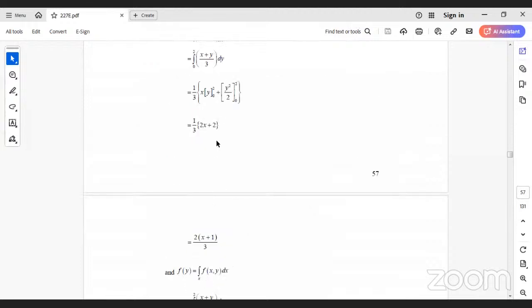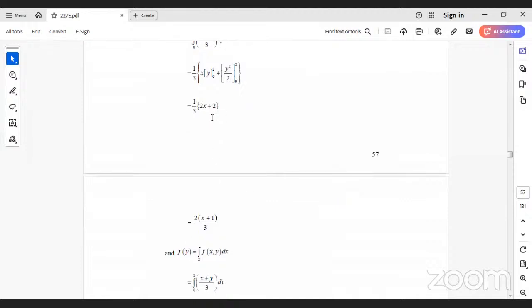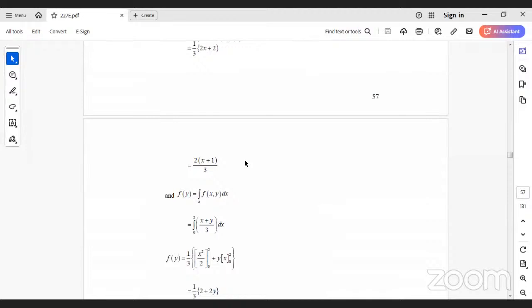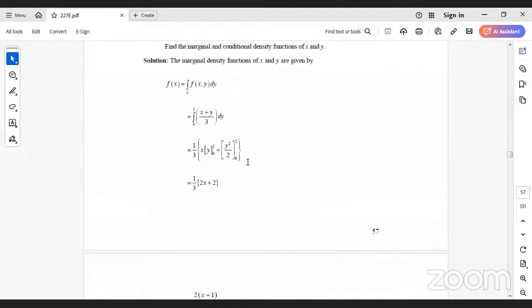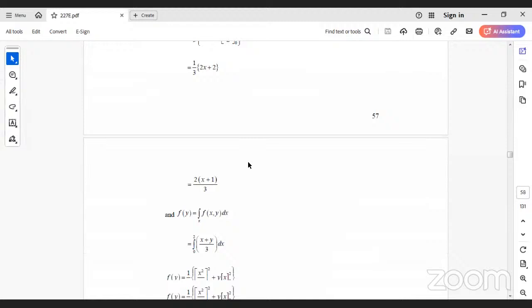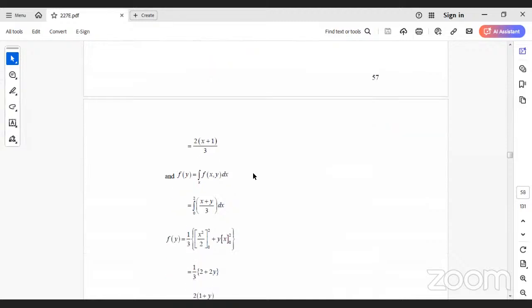Again, we are taking the common 2 out: 2(x + 1)/3. So x plus 1, we are taking the tail. Again, we are taking f of y, that is f(x, y) dx, integration of (x + y)/3 dx. Now we are taking here.